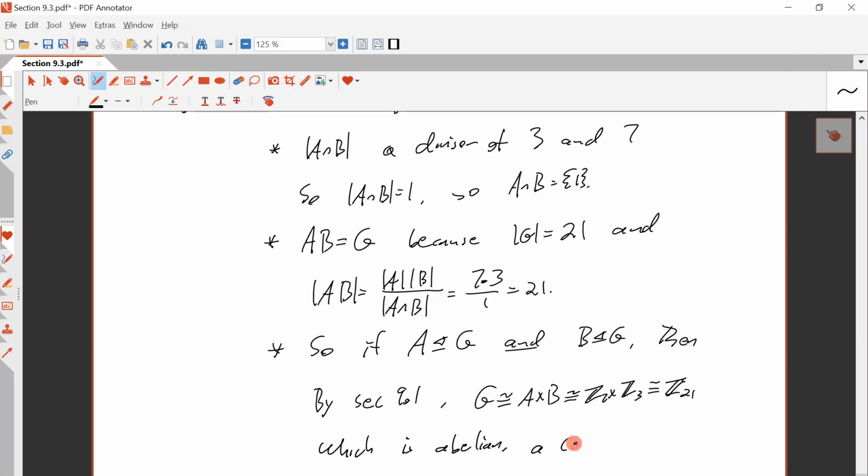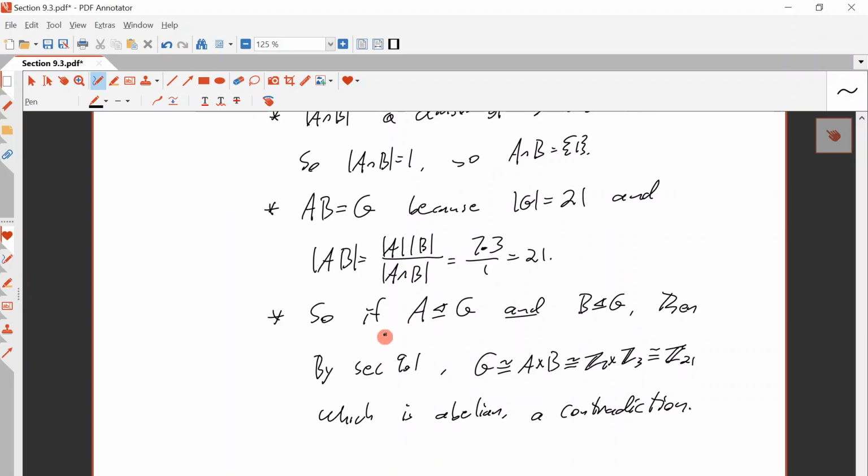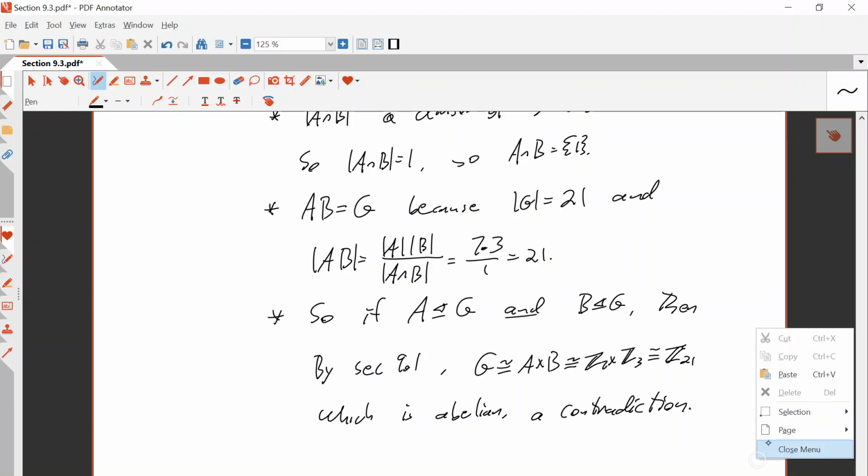Right, a contradiction. We were saying it's not a contradiction. So we're saying it's non-abelian, so one of them is not normal. Either the Sylow 3 subgroup or the Sylow 7 subgroup.